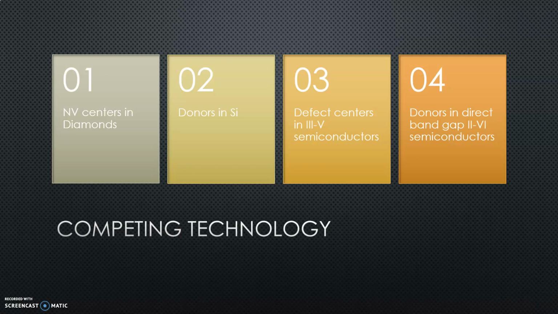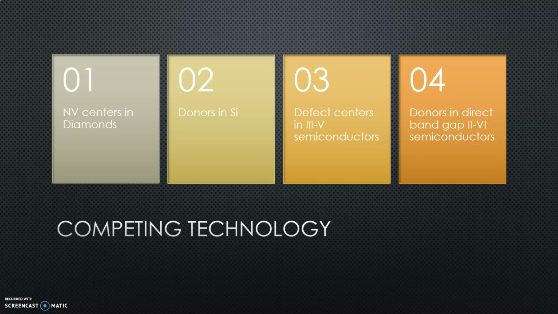Second, we come to donors in silicon. The donors in isotope purified silicon have promising features such as ultra-long coherence times and high fidelity qubit control. But the indirect bandgap of silicon makes photon-mediated entanglement, and therefore the development of a scalable quantum network, challenging. While there are photon-emitting defects in silicon, the radiative efficiency is typically very low.